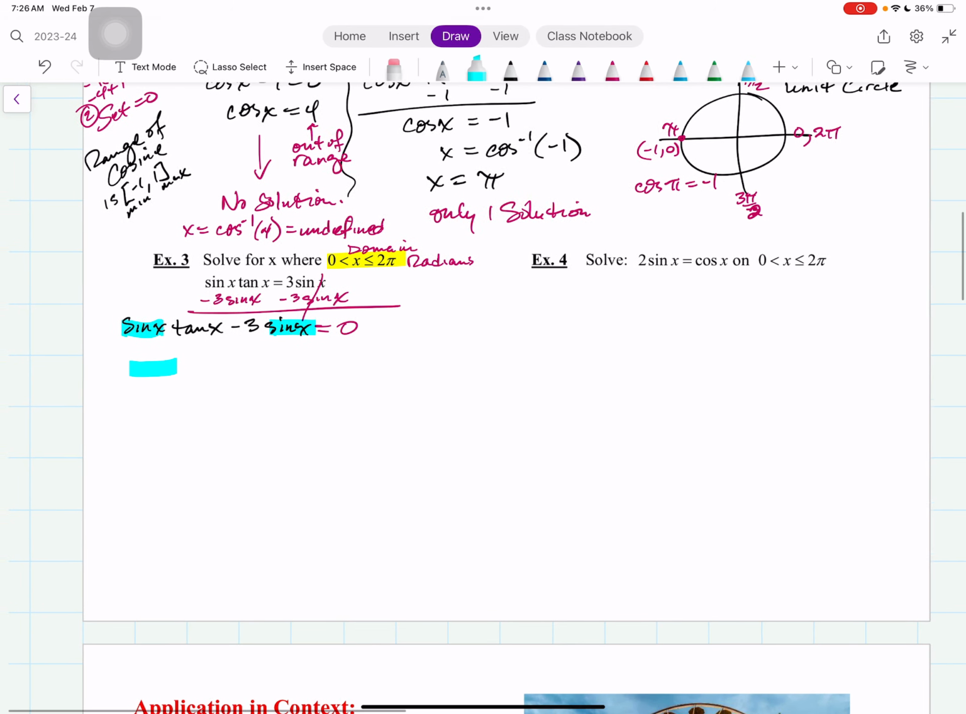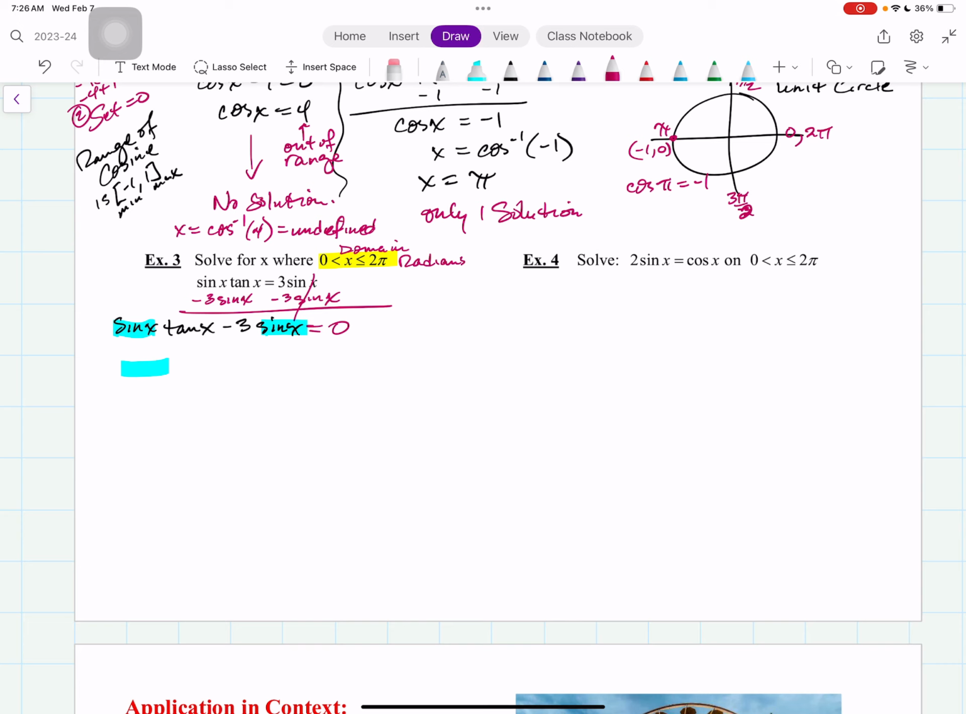Let's write that down off to the side. You want to factor out the common factor, the sine x. It's called the GCF, the greatest common factor. I'm going to start off with that: sine x times what? If you factor the sine x out of the first term, you obviously have tangent x remaining. And if you factor the sine x out of the second term, you obviously have the 3 remaining.